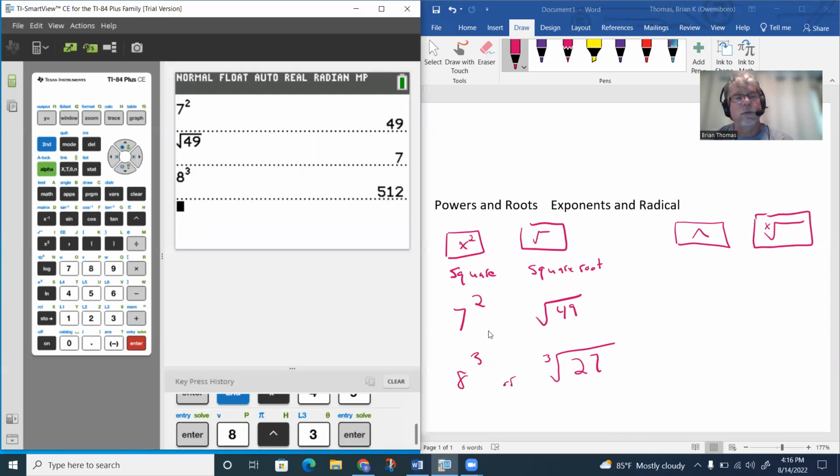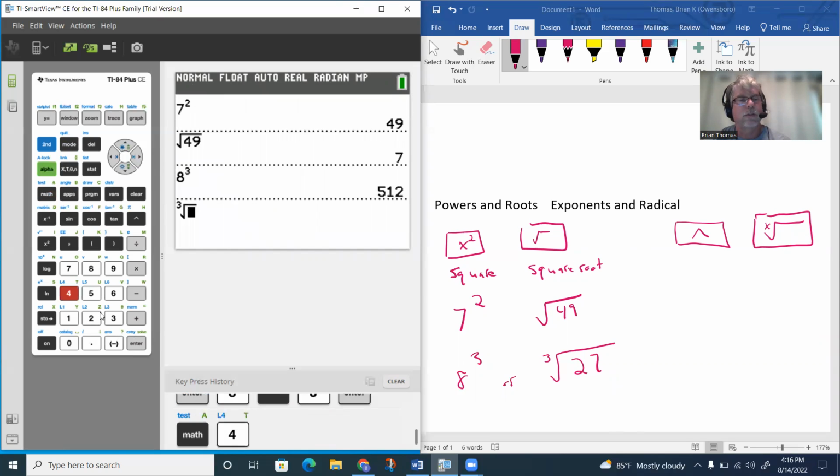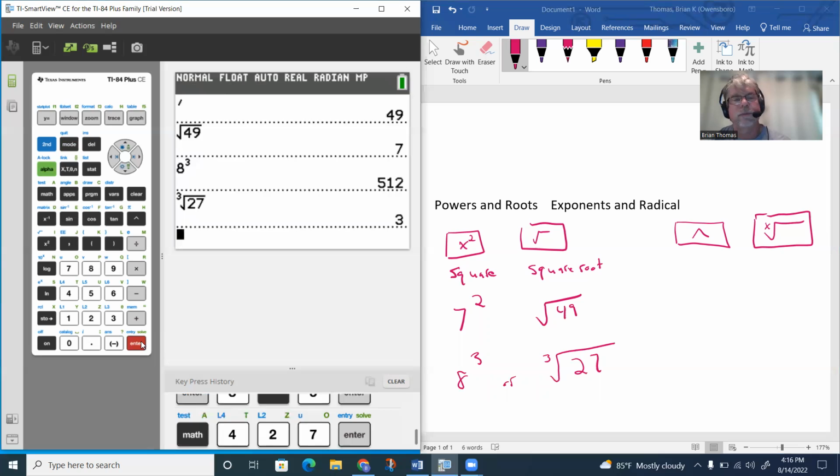If I want to take the cube root, I'm looking for this x root key here, and this one's a little bit different. Where some stuff is tucked away, we have to hit this math button. Remember, the math button had convert to fractions and decimals. Notice that cubing and cube root are both here, and there's also this button here as well. To do a cube root, I can choose number 4, type in the 27, hit enter, and it gives me the 3.